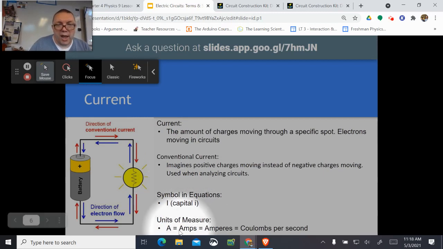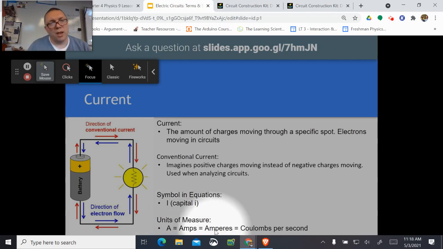Current is measured in amps. Like if it's 5 amps, we'd write 5A or amps. An amp is the same thing as an ampere. That's the full word. And an ampere is the same thing as a coulomb per second.